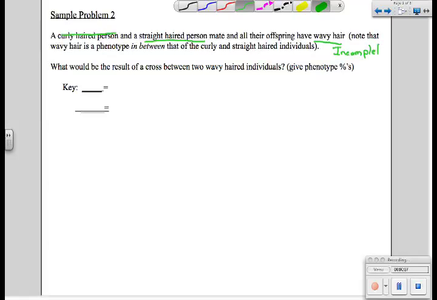That's important because it tells us what type of alleles we're going to use in our allele key. In incomplete dominance, both traits are dominant, and so they're both denoted with capital letters. So capital C is curly hair, but also dominant would be capital S for straight hair. Both of these are dominant. So wavy hair then must be a combination of the two alleles, where wavy would be CS.